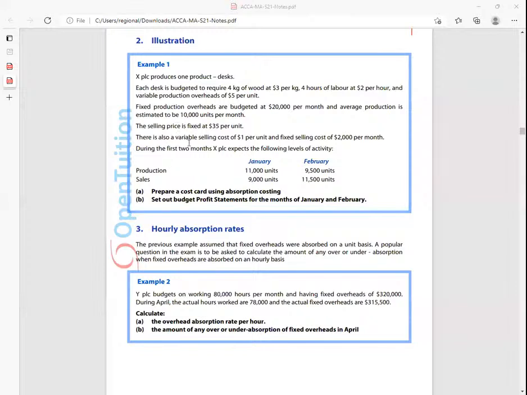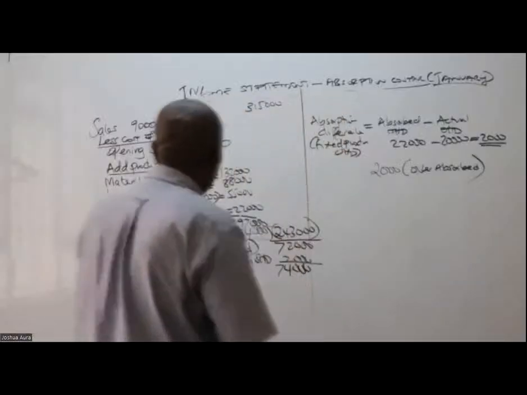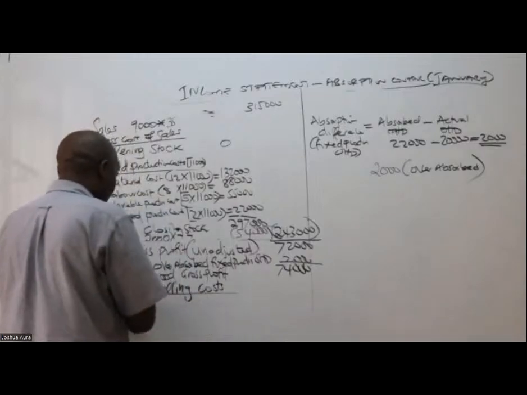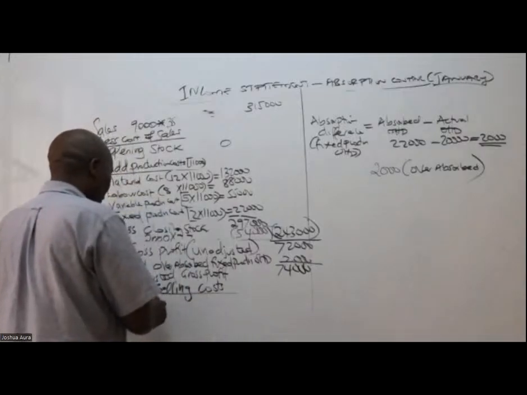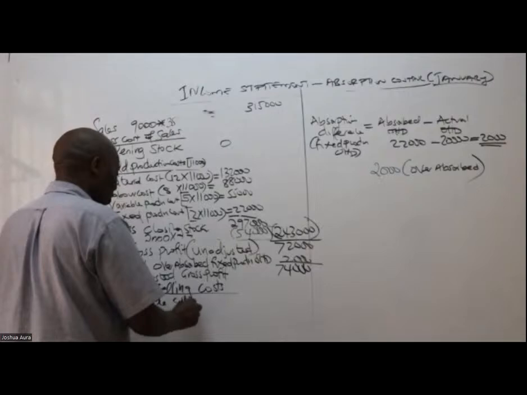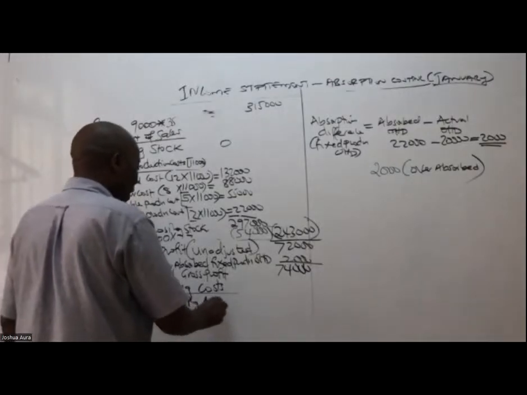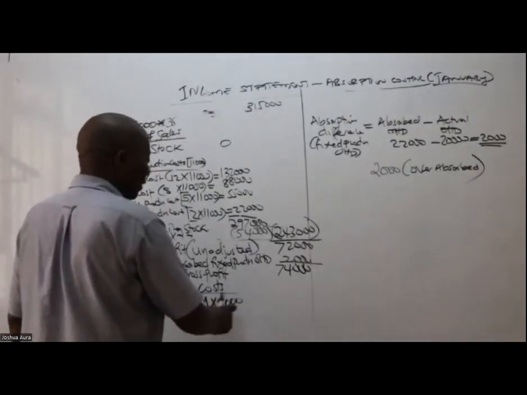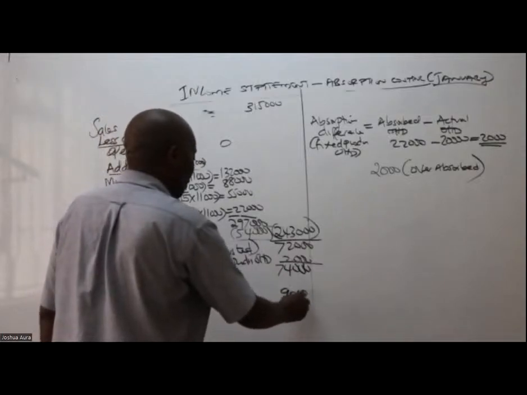We have the variable selling cost of $1. Selling cost will always be multiplied with the number of units we sell because it's our selling function. So we have the variable selling. The variable selling will be $1 times 9,000. So 1 times 9,000 gives me 9,000 bob, like that.